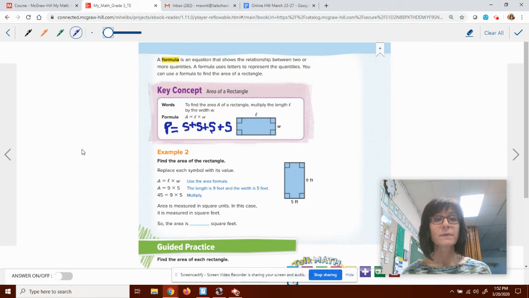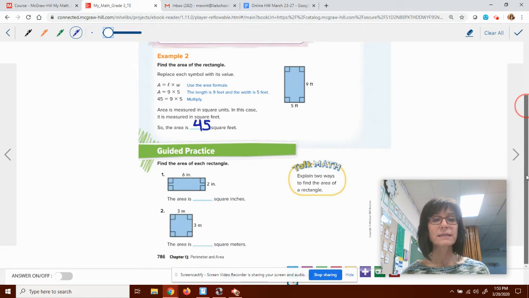Back to area. Example 2. Replace each symbol with its value. So I'm replacing, in this example, where I have the length of 9 and the width of 5. The length times the width, 9 times 5, would equal 45. And my answer is 45 square feet.